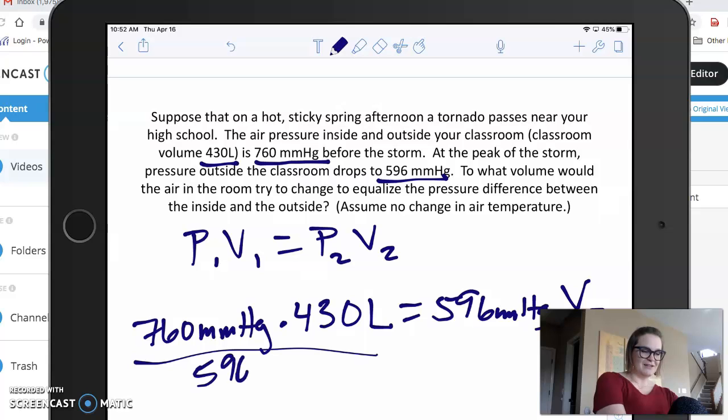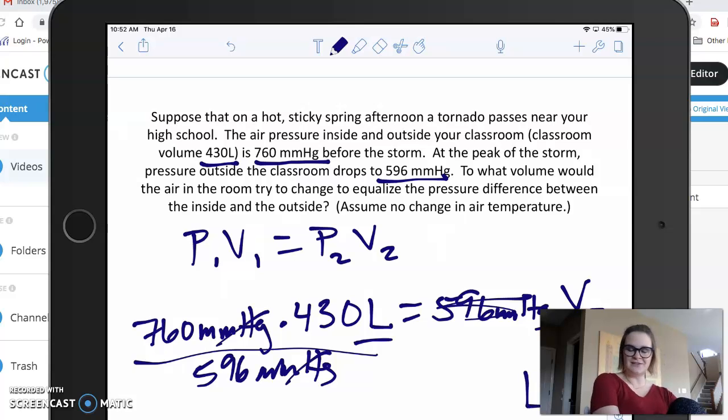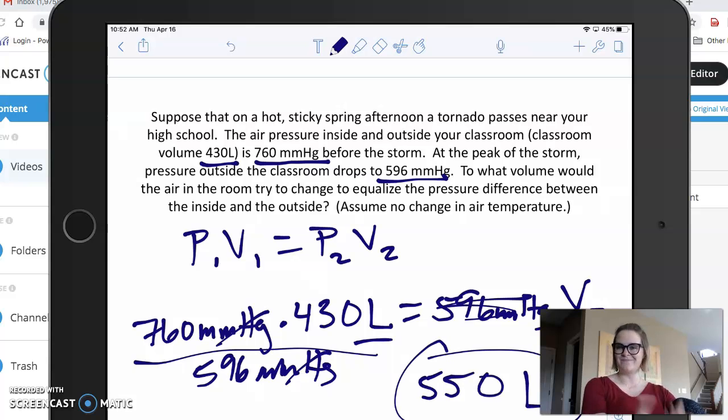So I'm going to get 596 mmHg over here. We'll get that to go away. mmHg goes away, and the one unit we have left is liters, and I got 550 liters, keeping 2 sig figs. So that's what the new volume would be. Not bad, right?